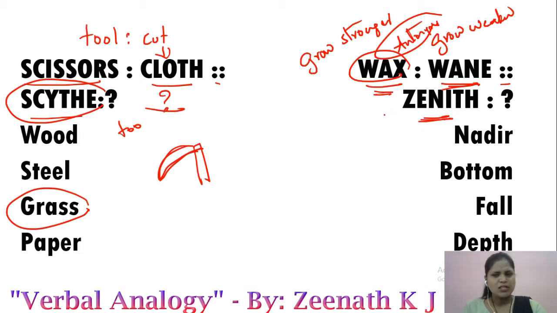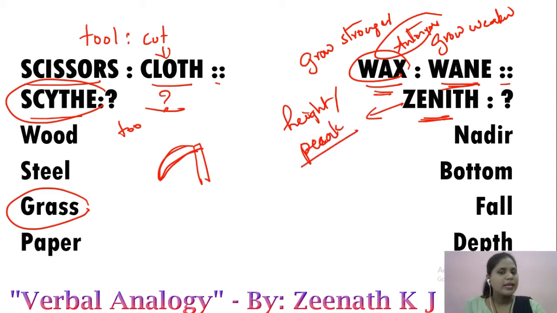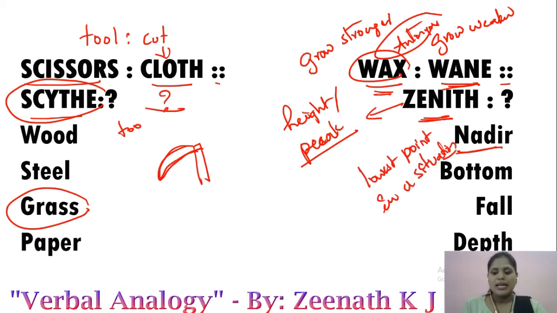If you do not know the meaning of the word zenith, zenith means the height or the peak of success, or in any situation. So whatever has to be the answer out of ABCD, definitely it has to be something which is the lowest point in a situation or in terms of achieving success. So the answer is nadir. Nadir means the lowest bottom or the lowest point in a situation. Let's go to the next question.